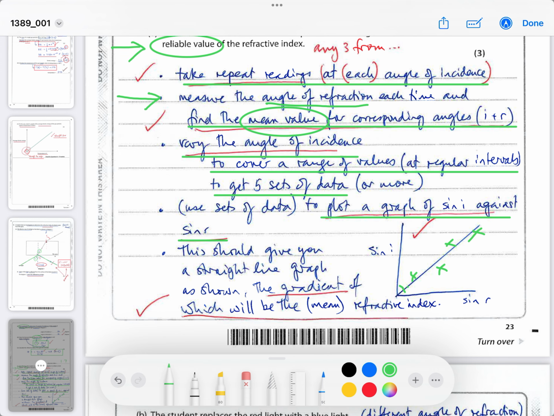So the graph should give you a straight line, and the gradient of the line will be the average or mean refractive index that you will calculate. In physics, they always want you to have a graphical method if you can. They don't want you to just do it once and calculate it in your table of results. They want you to do the line of best fit. And this is even more true when you do A-level physics.